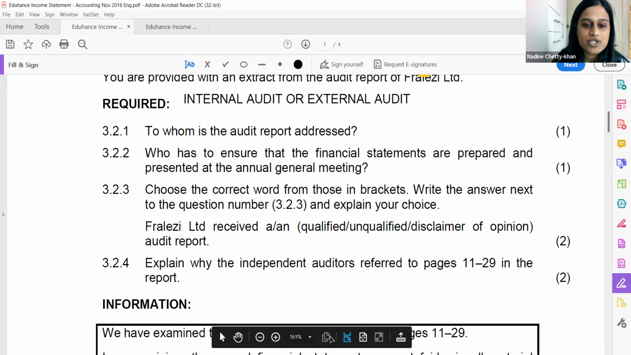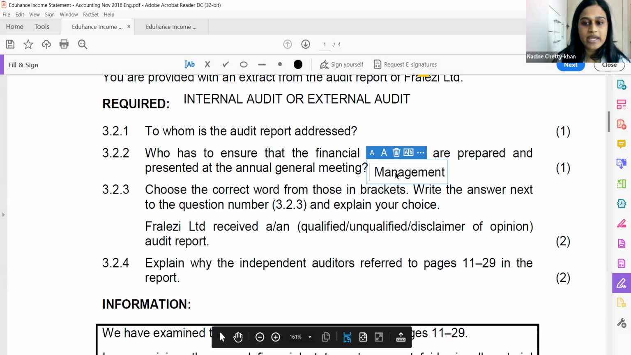Question 2, who has to ensure that the financial statements are prepared and presented at the annual general meeting? So recall, an annual general meeting is a meeting between management and shareholders once a year in order to discuss what has happened to the company in the year, to vote on important matters, okay? So this is the time where also the shareholders will come and review the financial statements. So who prepares it? Whose responsibility is it? It is management's responsibility. So let's think about that. Management is responsible for preparing the information.